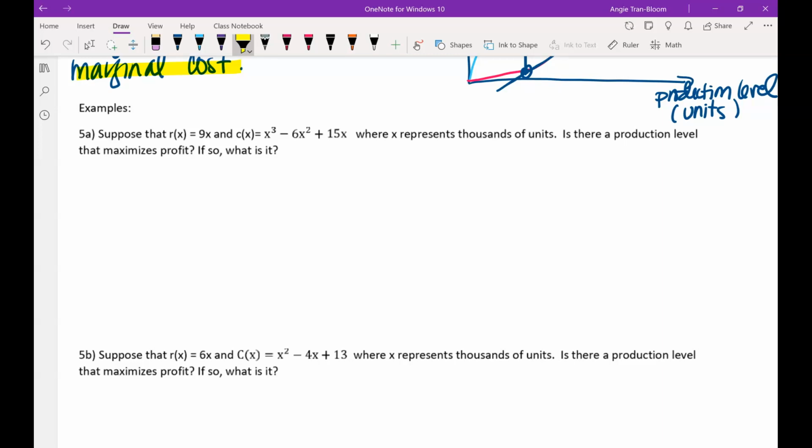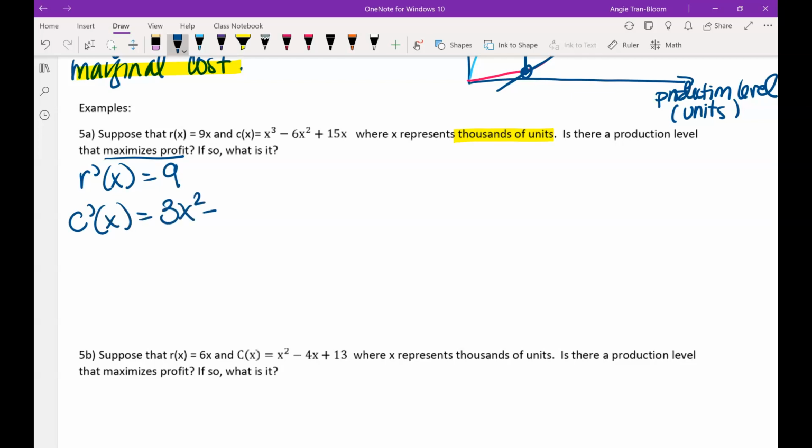Where x represents thousands of units, so that's kind of important, thousands of units. Is there a production level that maximizes profit? If so, what is it? Okay, so to maximize profit, we are going to try to do the derivative of the revenue, which is 9, and the marginal cost equation, which is the derivative of cost.